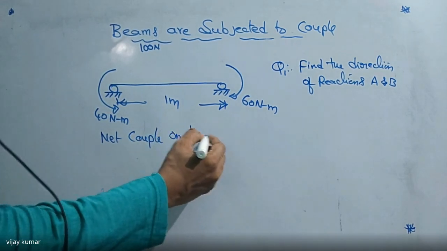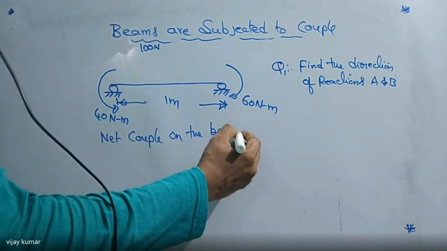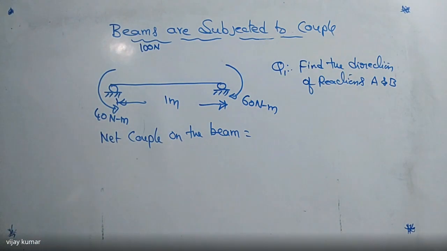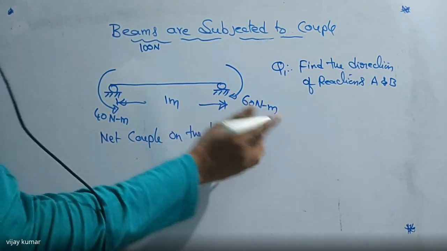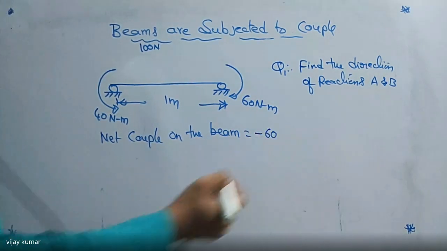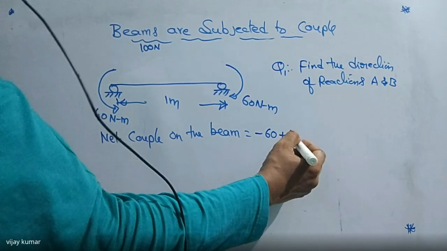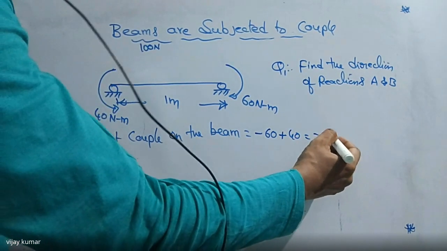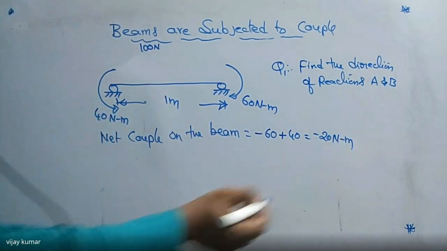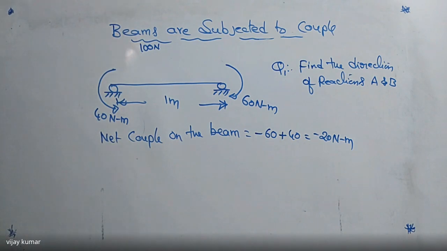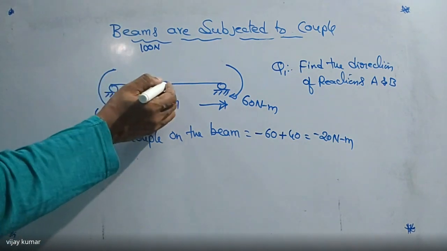Net couple on the beam is equal to. So what is net couple here? This one is anti-clockwise direction, that is negative, and this one is anti-clockwise direction, positive, that is 40. We can get minus 20 Newton meter is the net couple which is acting on the beam, that must be acting at the center of the beam.